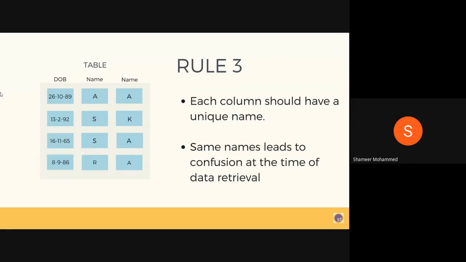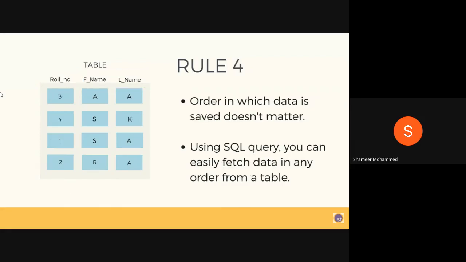Rule number 3 expects each column to have a unique name. This is to avoid confusion at the time of retrieving data. If one or more columns have the same name, the DBMS system will be left confused. Rule number 4 says that the order in which you store the data in your table doesn't matter.